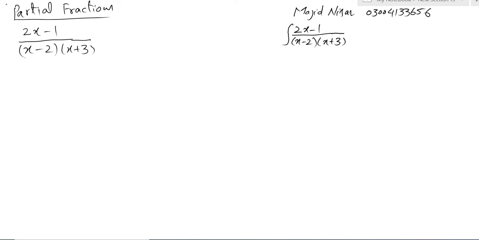So this is type 1 of partial fractions, in which we can see that the denominator has linear factors, meaning the power of x is 1 here. And this is a proper fraction because the degree of the numerator is less than the degree of the denominator. So we can write it as a over x minus 2 plus b over x plus 3.